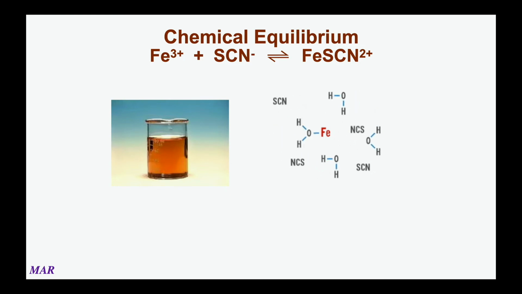The first video on the left shows what the FeSCN2+ complex looks like. It's kind of a rusty orange, maybe red. If it's intense, sometimes I call it the Klingon blood red color.